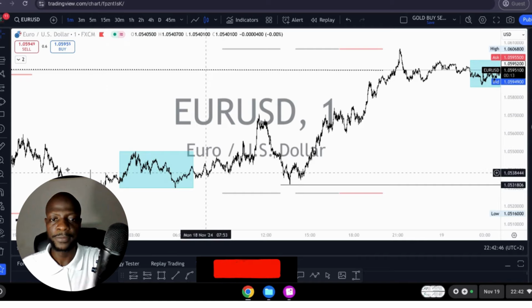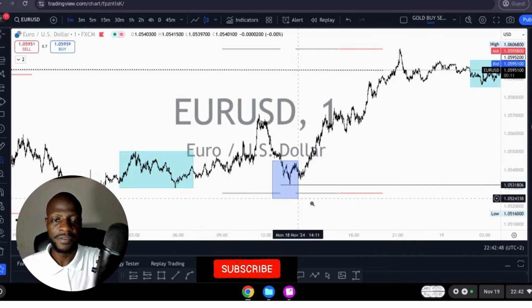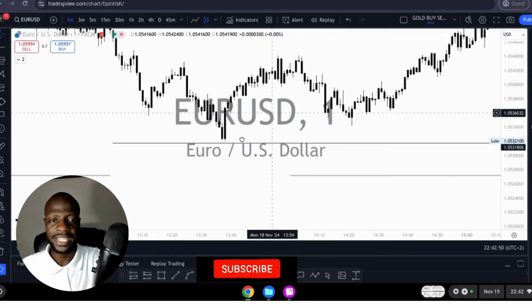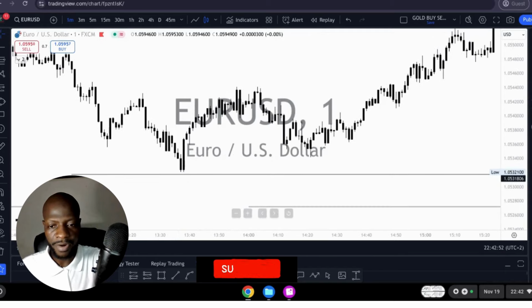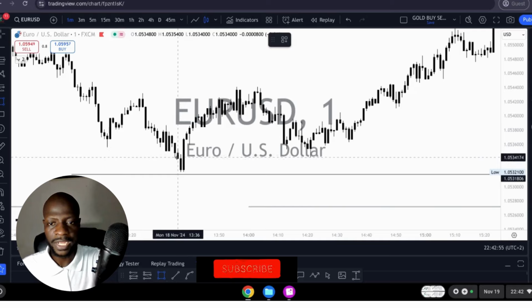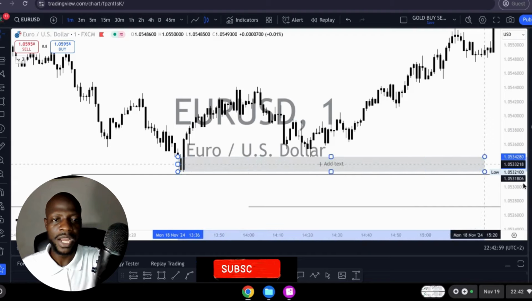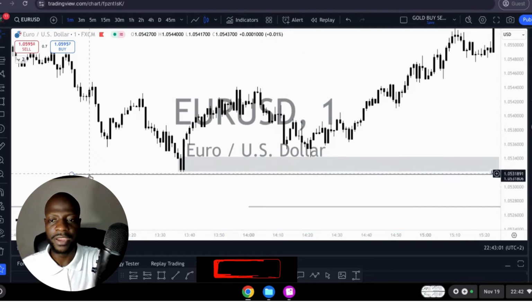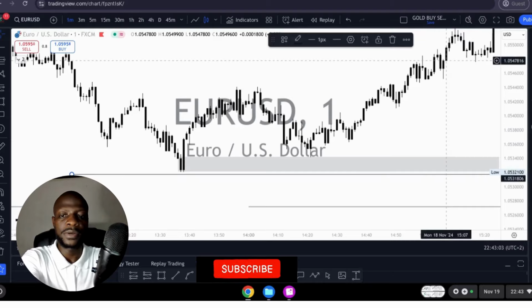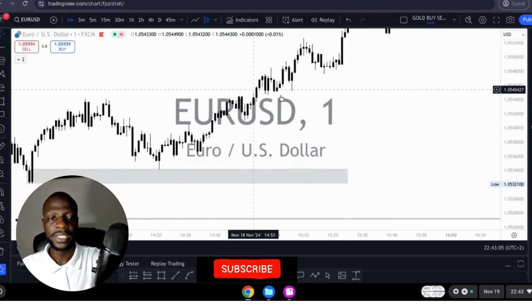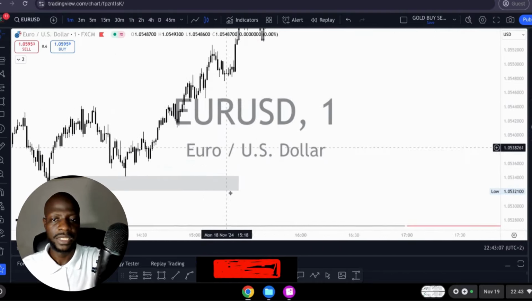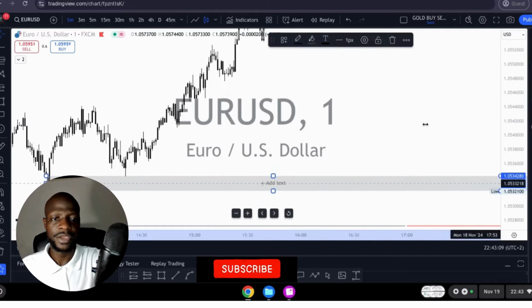So we are there. Let me just zoom in on this level right here. You can see that the last candle was this level right here. So we are just going to go ahead and get the low and the high of that particular candle and take it to the right side right here. Okay, let's see what is happening here.